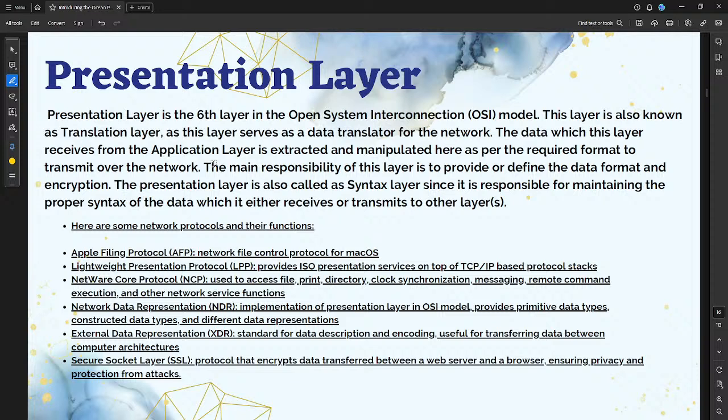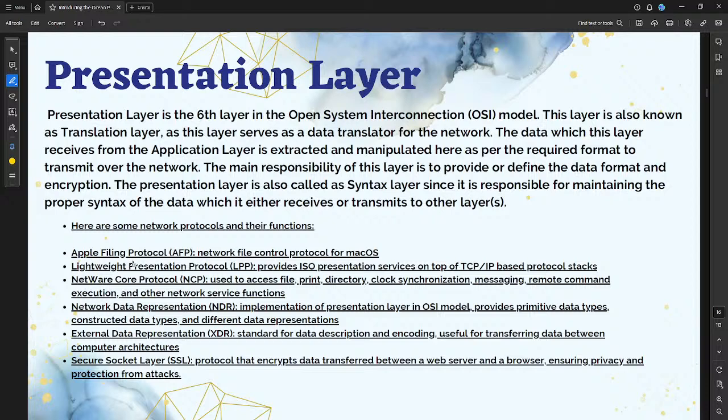Now, let's look at some actual protocols and their functions. We have, for instance, the Secure Socket Layer, which is a protocol that encrypts data that are transferred between a web server and a browser, and of course this ensures privacy and protection from attacks. We also have what is known as the Apple Filing Protocol, the acronym is AFP, and of course, it's a network file control protocol for the Mac OS.